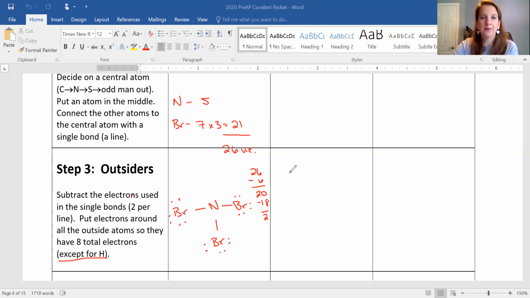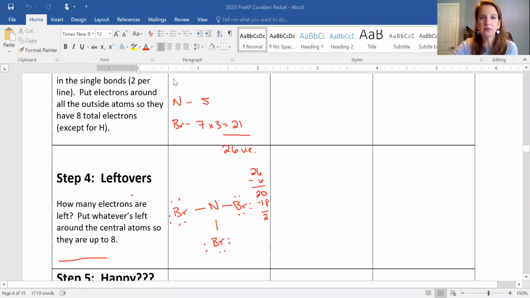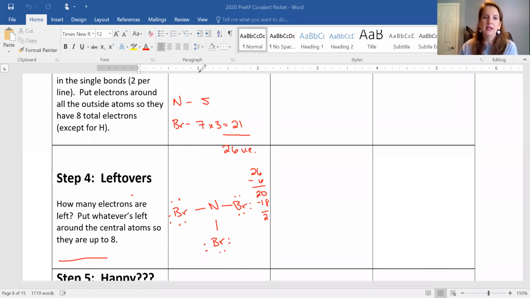Step 4, redraw this on step 4. Again, I'm going to be lazy, and you won't have to do all of these steps separately in the future, but this is just for learning purposes. Step 4 is our leftover step. Step 4 means we are going to put our leftover electrons on our central atom to get it up to 8. We have 2 electrons left over, so we're going to put 2 dots on the nitrogen to get it up to 8. We subtract 2 there, so we have 0 left.